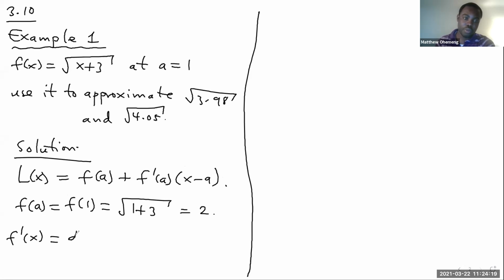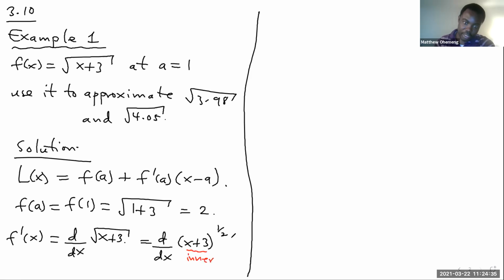To get f prime of x, we do d over dx of square root of x plus 3, which is d over dx of (x plus 3) to the half. This is a composite function where our inner is x plus 3 and our outer is a power function. So f prime will be: differentiate the outer function, a power function, so half, plug in the inner function x plus 3, and because it's a power function, you subtract 1, times the derivative of the inner, x plus 3.